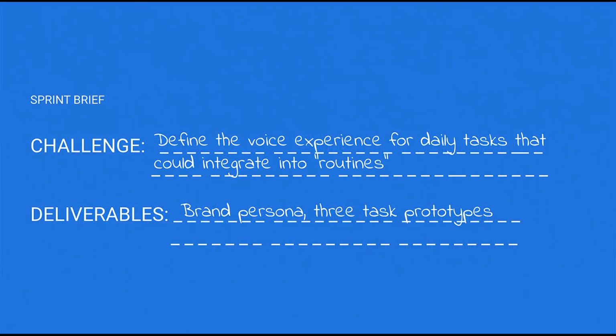For example, you could scope the sprint this way: define the voice experience for daily tasks that could integrate into routines. And routines is a feature of Google Assistant, where you can set up daily things that you want done. You will always want to create a brand persona, and you might want to identify a specific number of tasks that you'd like to prototype.